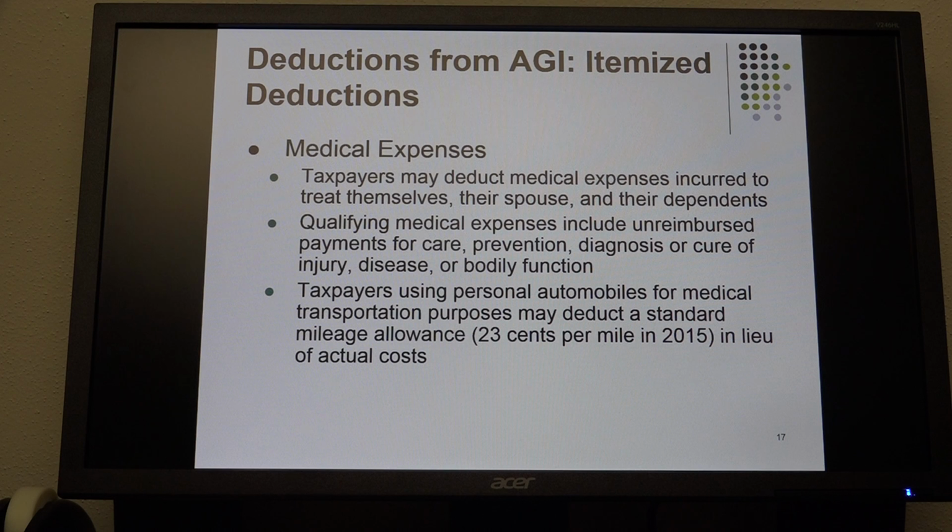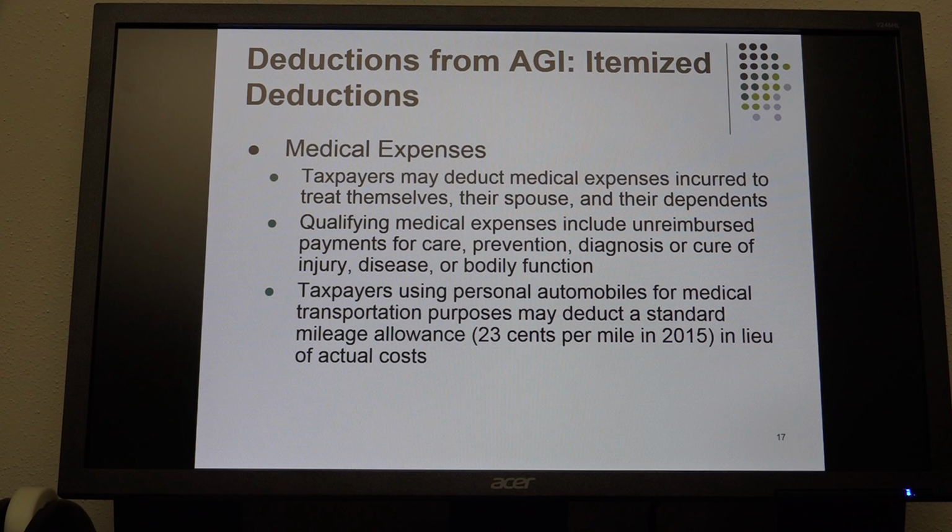And that's important in my business because I got to look good on these online lectures. Can I deduct the cost of that plastic surgery? And the answer is no, I can't, because again, that's not something that's for the care, prevention, diagnosis, or cure of injury, disease, or bodily function.